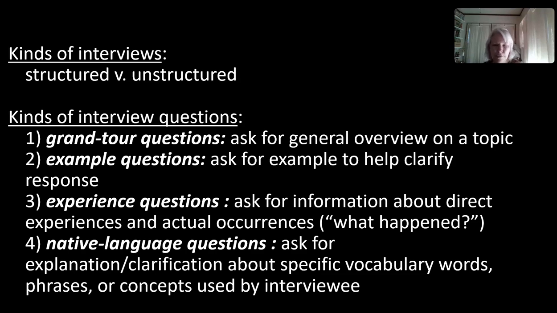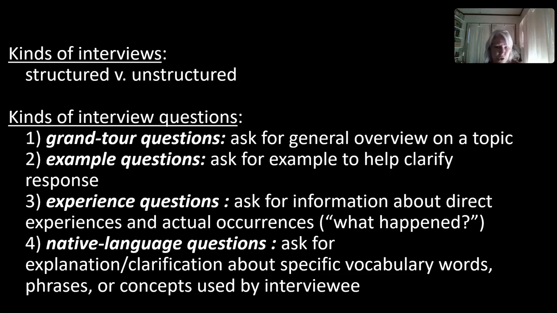So part of, I think, the value of an example question is bringing people down to earth, not having all the answers be, again, sort of abstract or general, but grounding it in one occasion about which hopefully they can give you more detail that'll help you understand better, right?